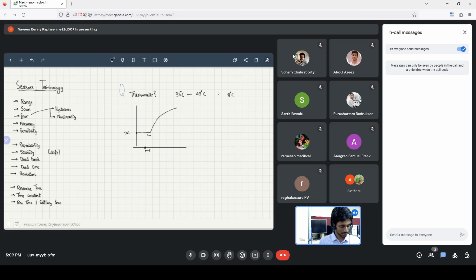The resolution is the smallest amount of input that can be measured. This makes more sense in the case of a mercury thermometer, where the resolution is essentially the least count of the thermometer itself. However, for, say, digital thermometers, okay, not digital thermometers, consider an optical encoder.